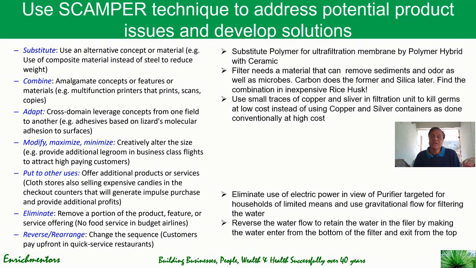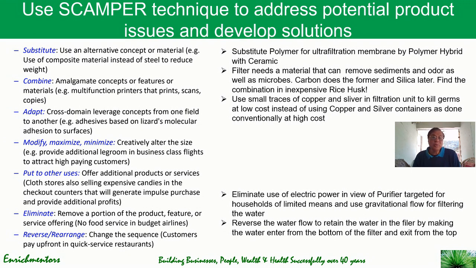Conventionally, you use large quantities of large containers of copper and silver to do the same function, and that obviously costs you very high. So they figured out, can we adopt the same concept of copper and silver containers in small traces of copper and silver? So the principle was that keeping water in a copper and silver container allowed the traces to function over a period of time. So instead of using a large container, they said, can we use the traces directly? And they adopted the same technology by using trace elements of copper and silver in the filtration unit to kill germs at lower cost.